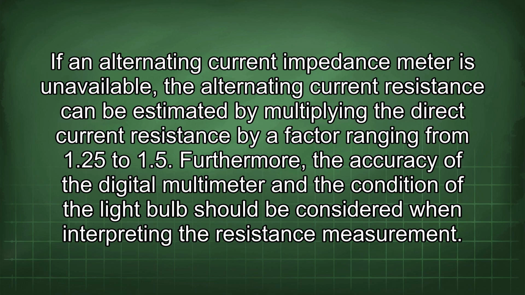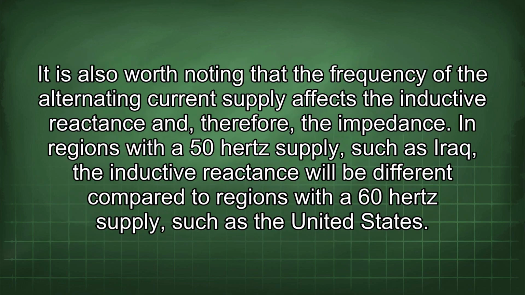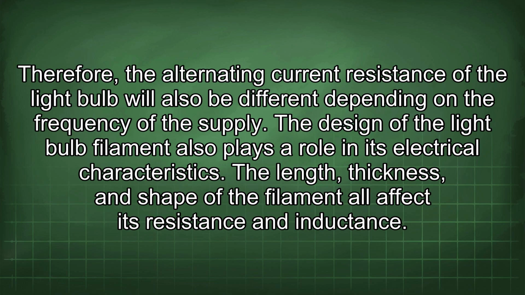Furthermore, the accuracy of the digital multimeter and the condition of the light bulb should be considered when interpreting the resistance measurement. It is also worth noting that the frequency of the alternating current supply affects the inductive reactance and, therefore, the impedance. In regions with a 50 Hz supply, such as Iraq, the inductive reactance will be different compared to regions with a 60 Hz supply, such as the United States. Therefore, the alternating current resistance of the light bulb will also be different depending on the frequency of the supply.